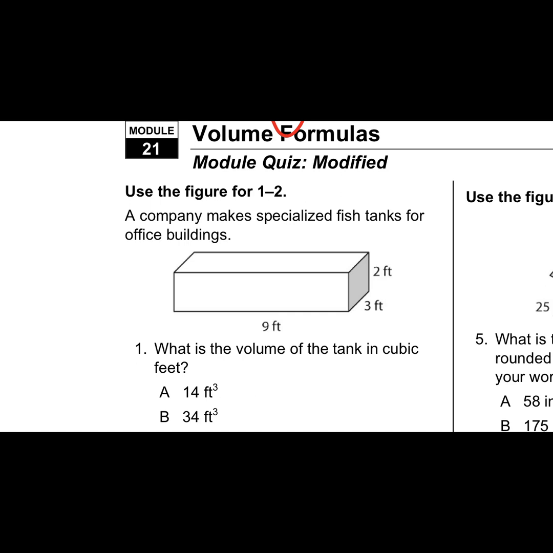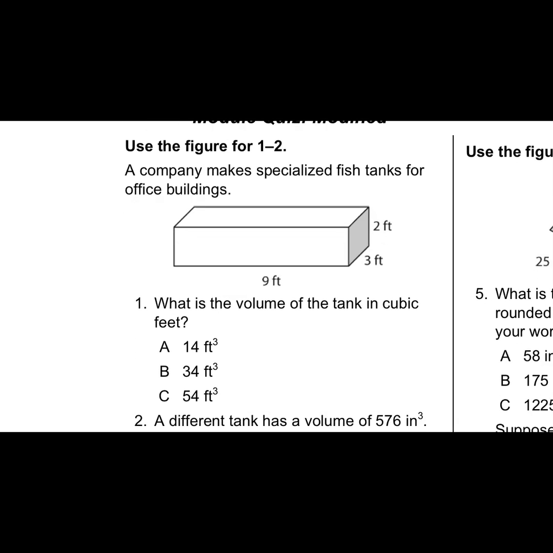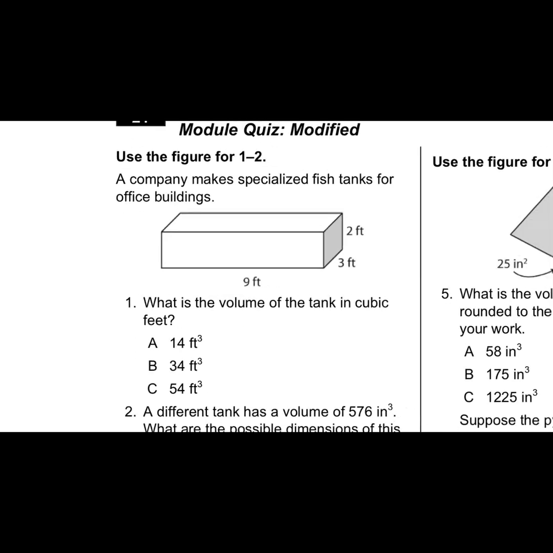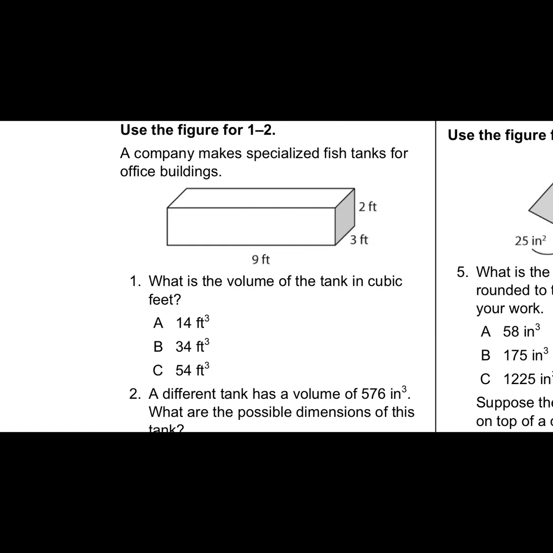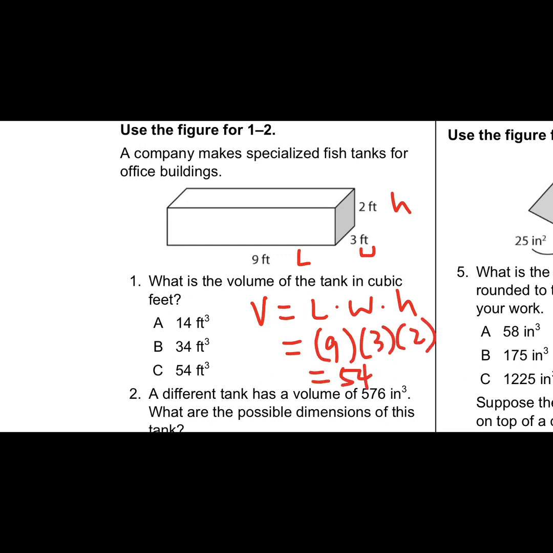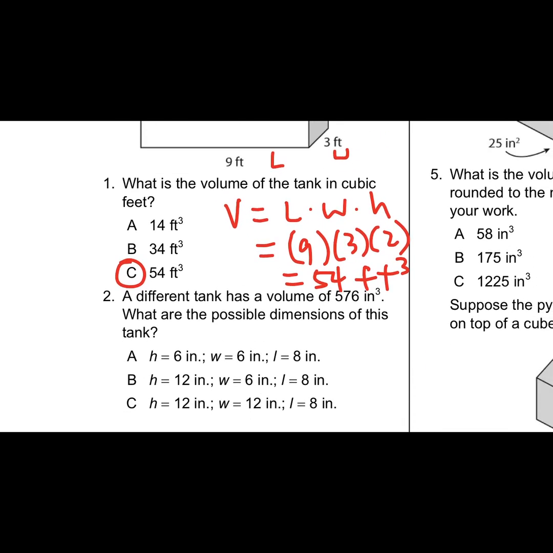So number 1 and 2 we're using the same figure. A company makes specialized fish tanks for office buildings. And so number 1, what is the volume of the tank in cubic feet? So we know that this is a rectangular prism. So we're given the length, the width, and the height. So the volume is actually length times width times height, which is 9 times 3 times 2. And that gives us 54 cubic feet. Volume is always in cubic feet. So the answer is C for number 1.